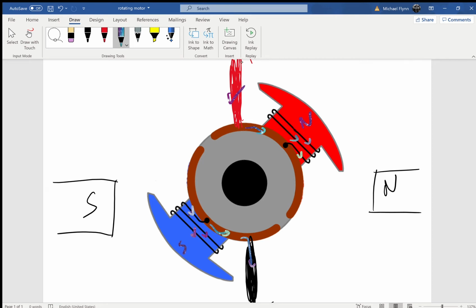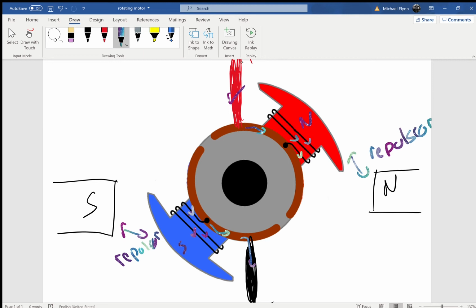Okay, so here we're going to get repulsion. North repels north, right? And here we also get repulsion. So the magnetic field of my electromagnet, okay, the red and blue arms are like an electromagnet, they actually are repelling from the permanent magnet that is located outside the motor.